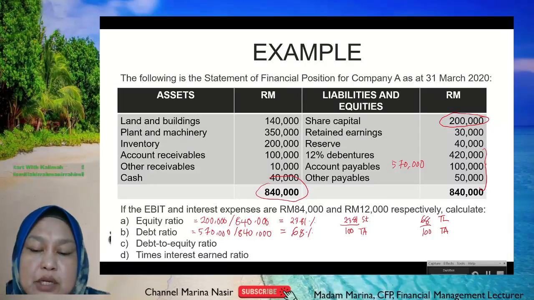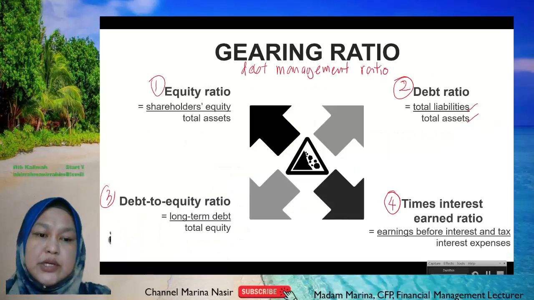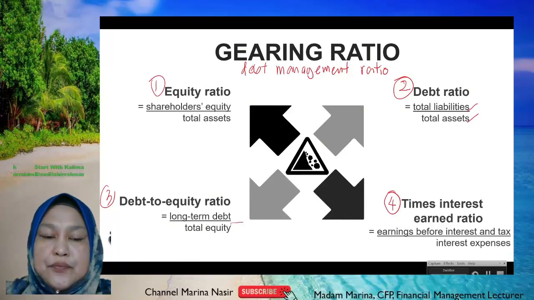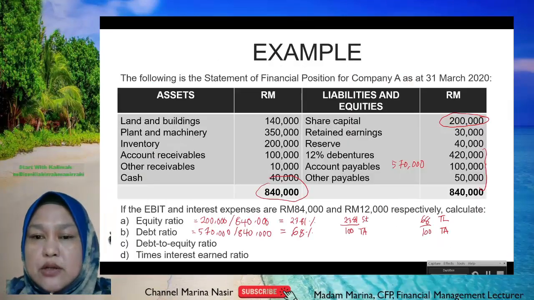Next, debt to equity ratio. What is the formula for debt to equity ratio? Long term debt only, divided by long term total equity. Long term debt is a long term debt. Long term debt only debenture.